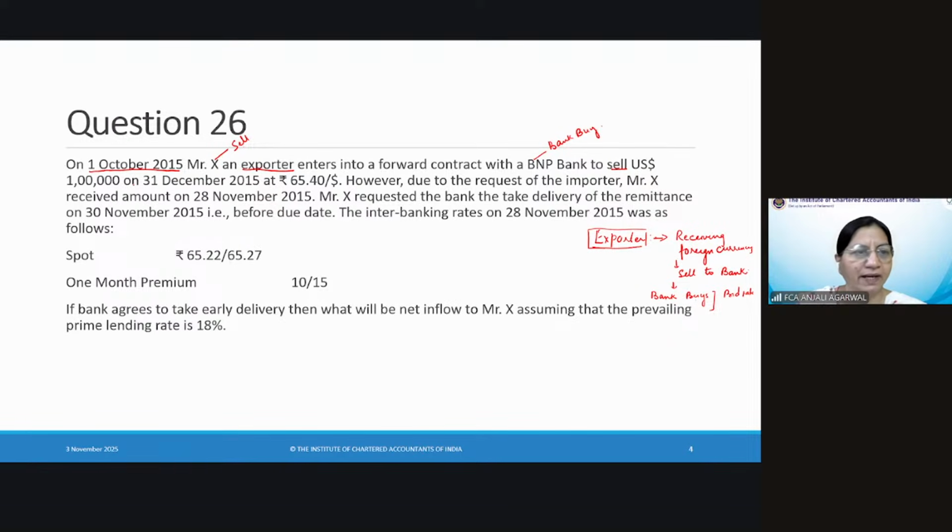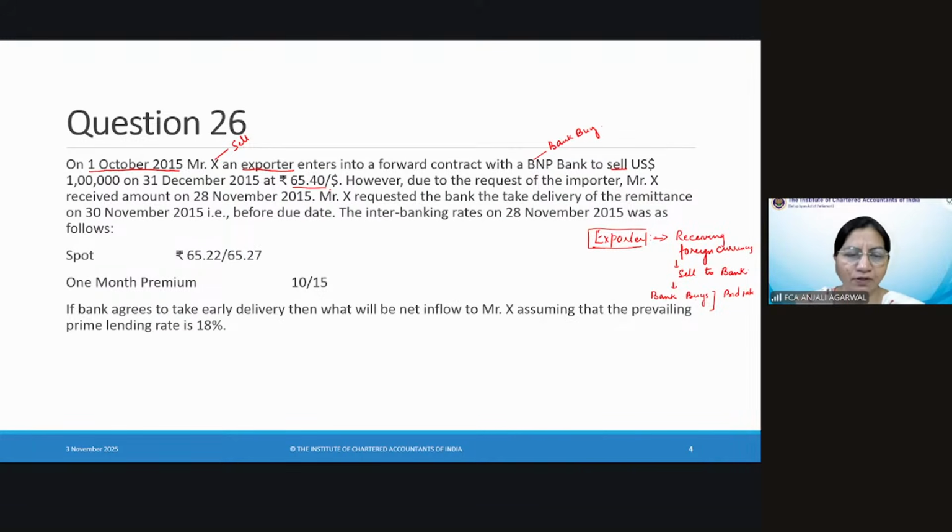So the bank is buying 100,000, or 1 lakh, dollars on 31st December 2015. It's a 3-month contract and the rate is fixed at 65.40. However, due to the request of the importer, Mr. X received the amount on 28th November 2015. Whoever Mr. X has sold the goods to is the importer. He was supposed to make the payment on 31st December 2015. Then Mr. X would receive those dollars and sell them to the bank at 65.40.